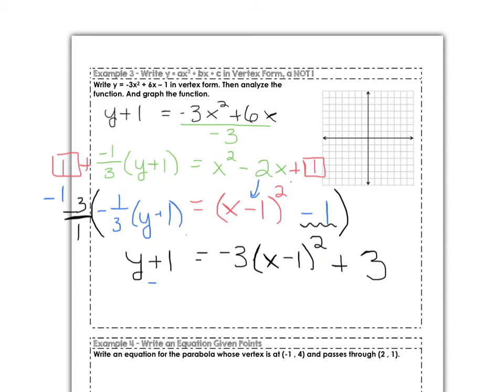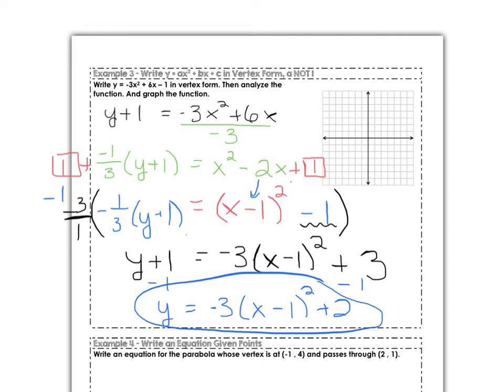All right, so lastly, I just have to subtract 1 from both sides. So we have y equals negative 3 times the quantity of x minus 1 squared plus 2. Now, this was a little bit more of a roundabout way of doing it, but if it makes more sense than your textbook, great. I want you to find whatever way works best for you.